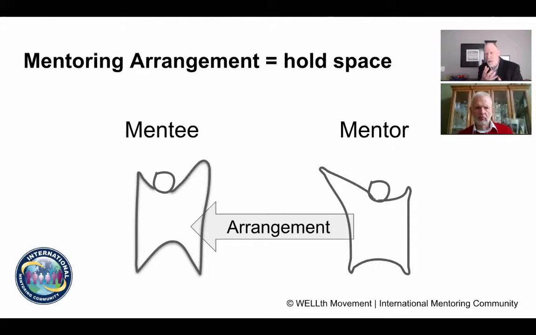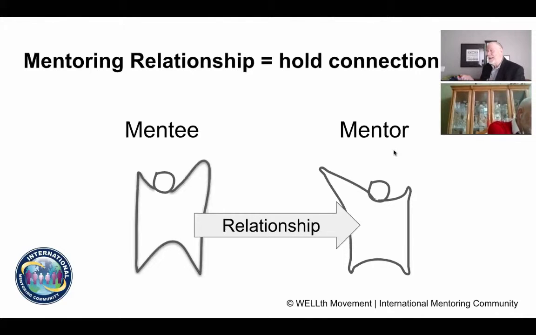The mentor, from a mentoring arrangement perspective, is the one that's accountable for holding the space in which this connection, the relationship, the arrangement is actually going to unfold. In time, the mentee can start to take on some of that accountability, but at the beginning, it rests with the mentor.